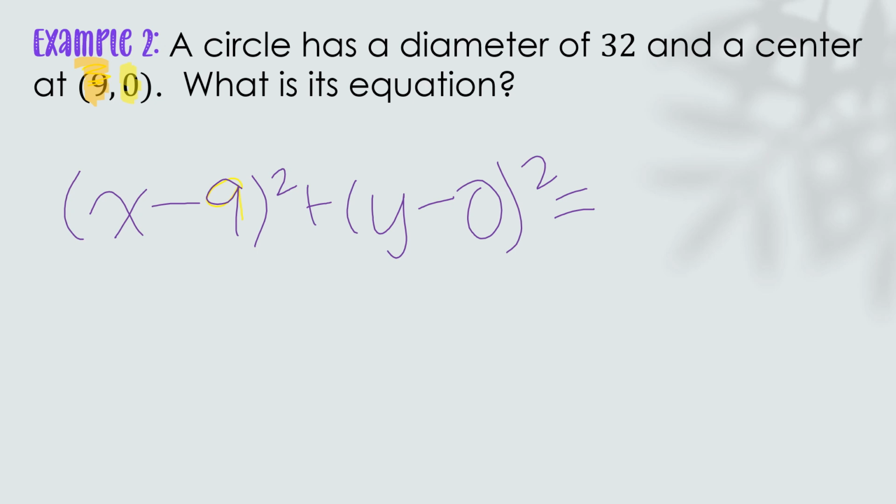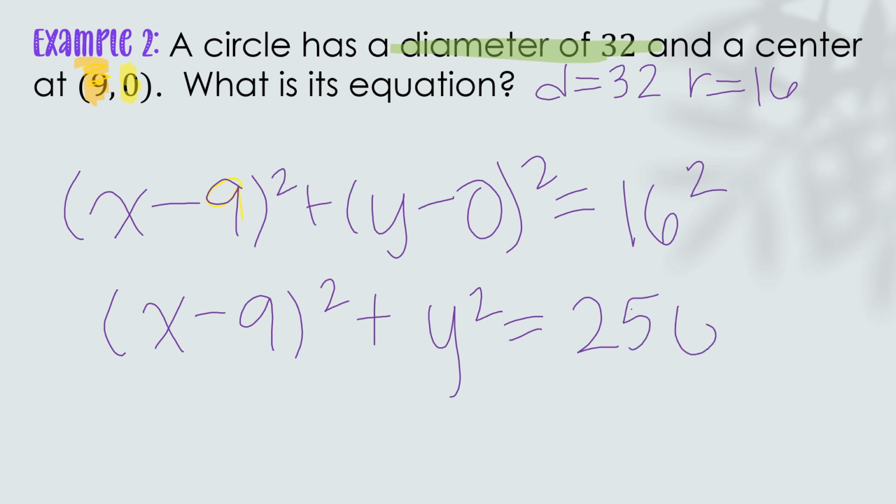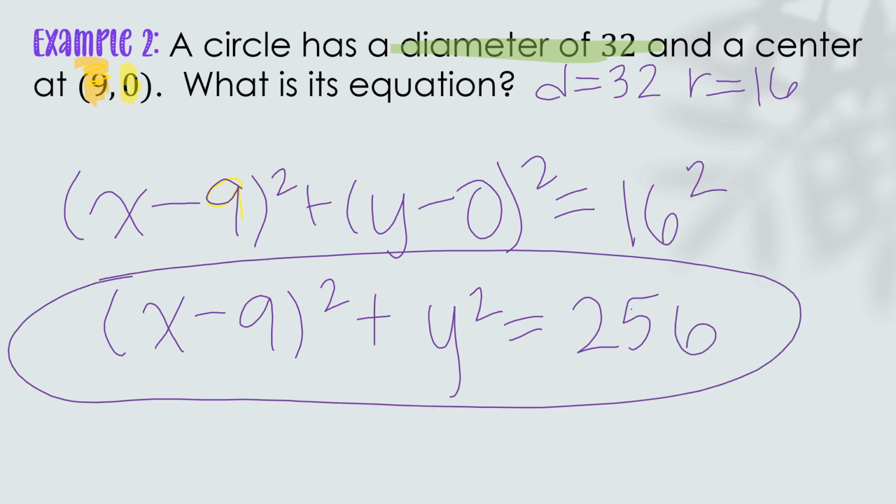R is the radius. We are not given the radius, we are given the diameter, but you should know from our last 2 units that if the diameter is 32, the radius would be half, which is 16. So we're going to do 16 squared. So all we want to do is clean this up and simplify where possible. X minus 9 squared does not simplify, so that's x minus 9 squared plus, I don't need to write y minus 0 squared, that's just going to become y squared, and then 16 squared is 256. So that becomes the equation for this circle.